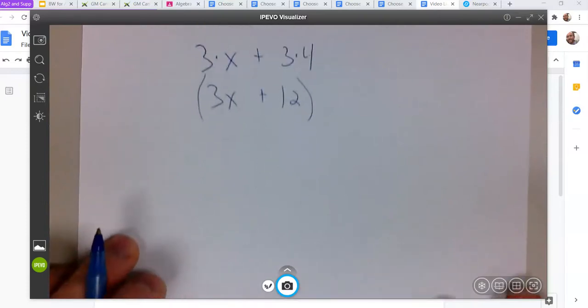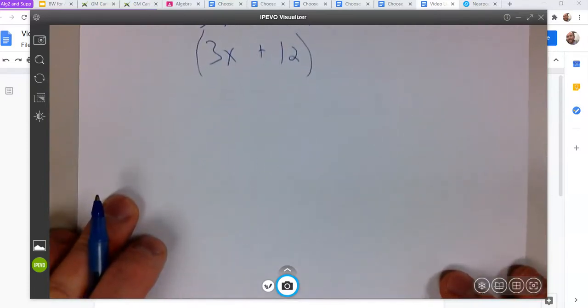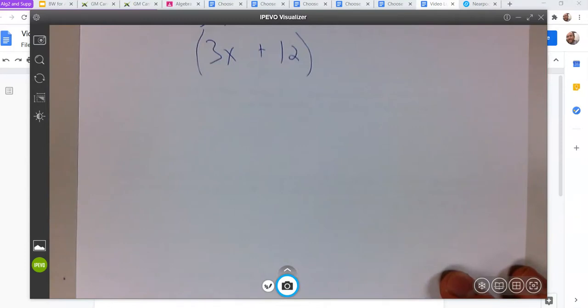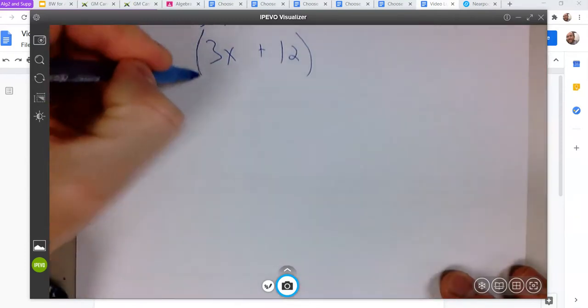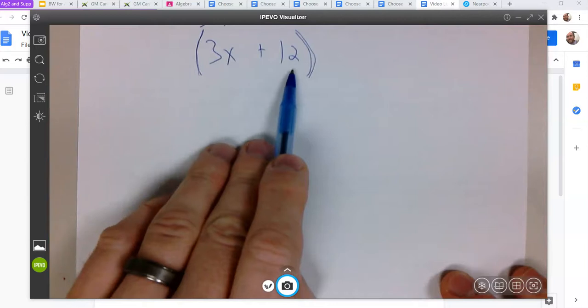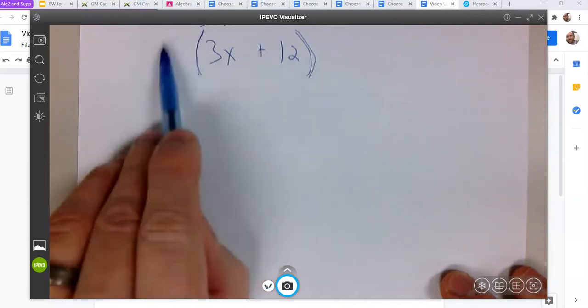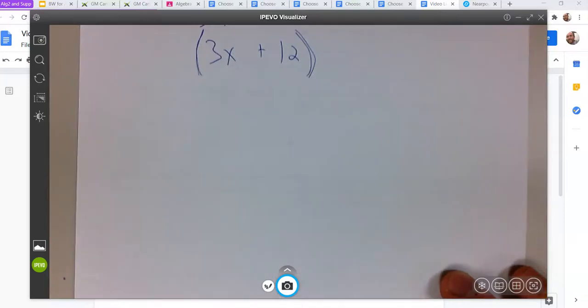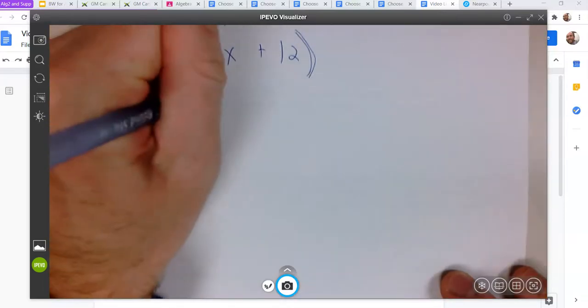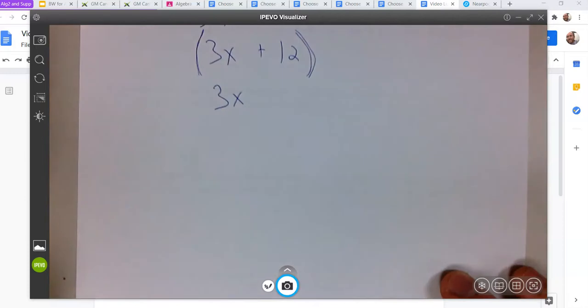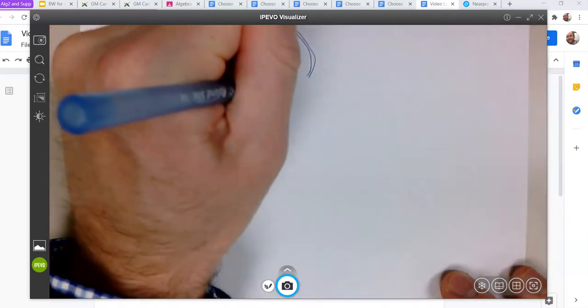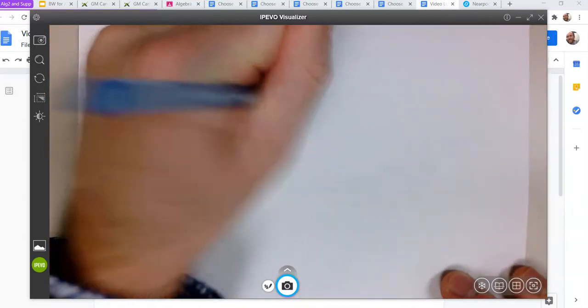So now when we go backwards, if I start a problem like this, 3x plus 12, and I ask you to factor it, those parentheses are still there. And what we're trying to do is to figure out what these two things have in common, and then factor that to the outside of those parentheses. Go backwards from the distributive property. Well, 3 times x is 3 times x. 12 we have to recognize is 3 times 4.